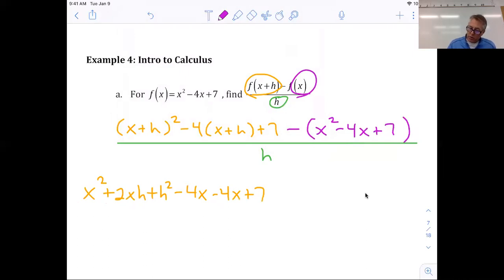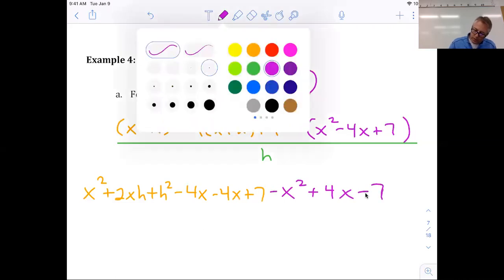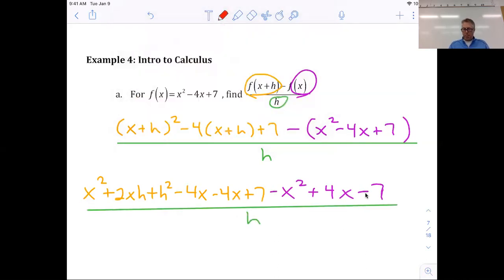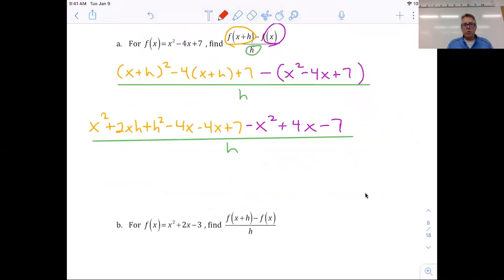Now I have to distribute the negative sign to that purple stuff. So that's going to be minus x squared plus 4x minus 7. And then that's all over h. So this is a doozy. We got lots of stuff going on here.